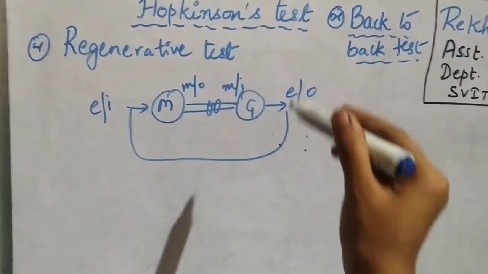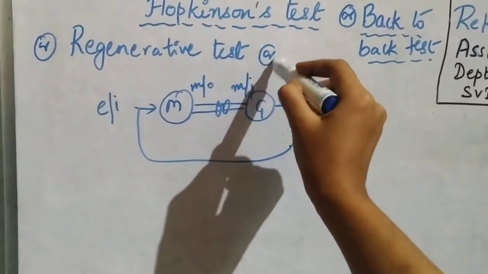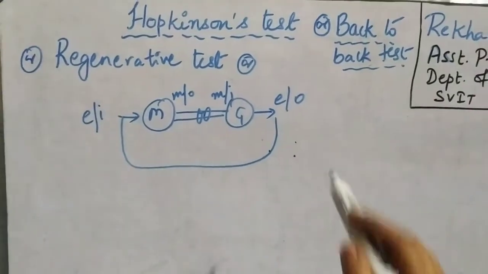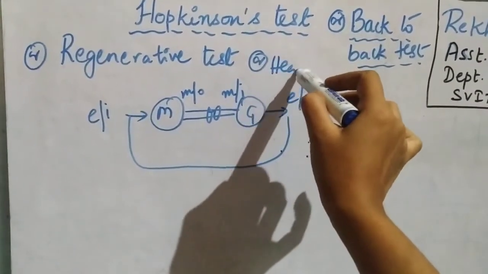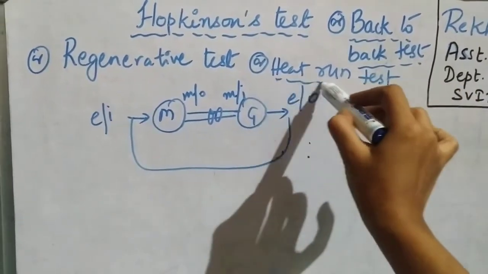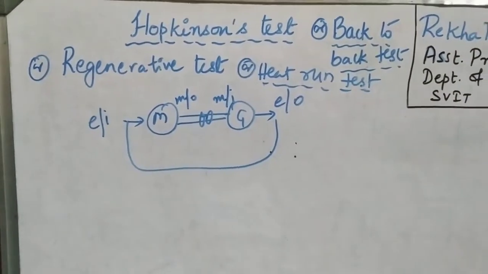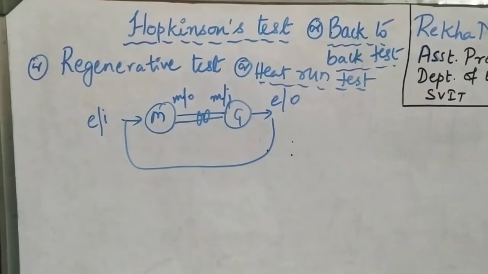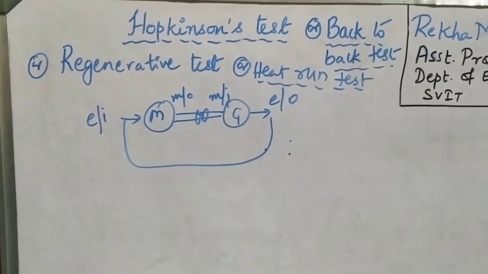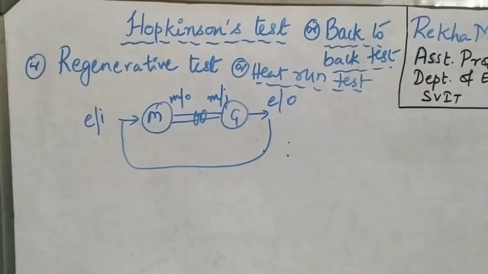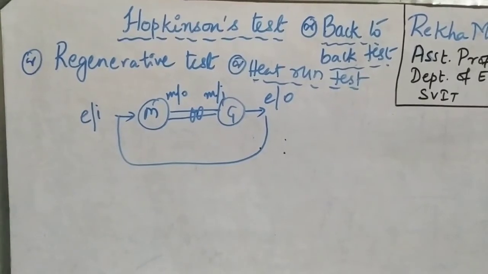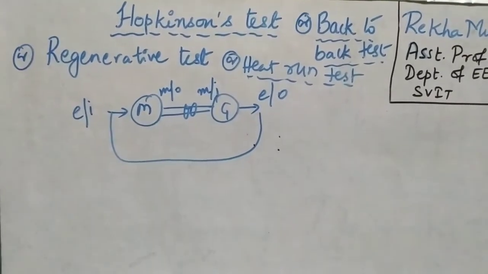One more phenomenon we can derive is that this test is also called the heat run test. Whenever we are able to determine the temperature rise of a machine, at that point we can call it the heat run test.